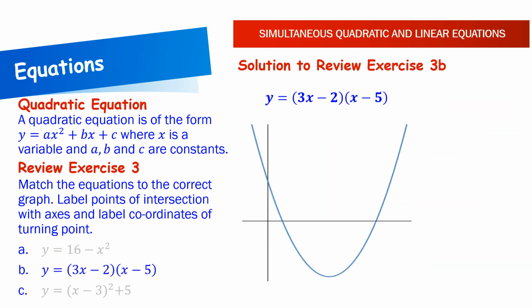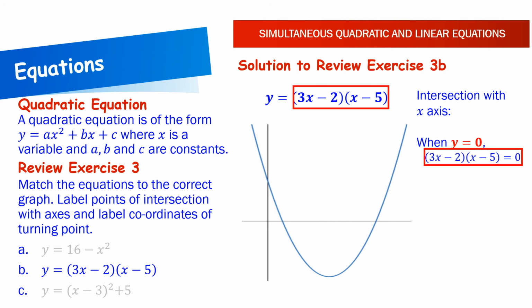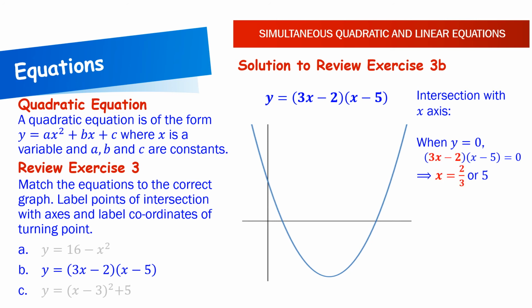Now let's have a go at review exercise 3b. Let's find the intersections with the x-axis. So when y equals 0, let's find x. So when y equals 0, 3x minus 2 times x minus 5 equals 0 also. Therefore, x equals 2 over 3, or x equals 5. And so our points of intersection are 2/3, 0 and 5, 0.